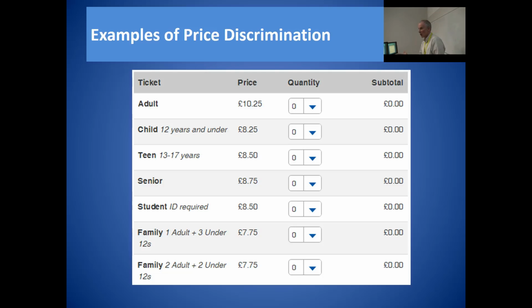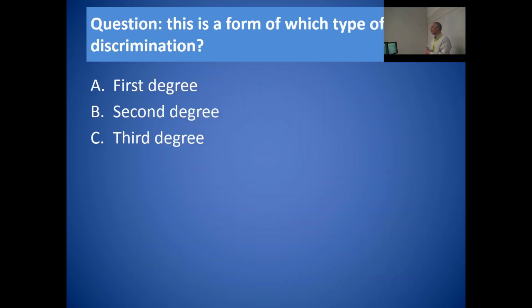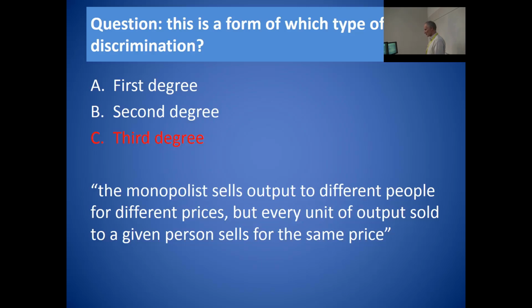Obviously, this is an example of price discrimination. Very quickly though, question, and I'll get you to use, has everyone got their phones? Use Kahoot in a few minutes. Is this an example of first, second, or third degree price discrimination? That is an example of third degree price discrimination.